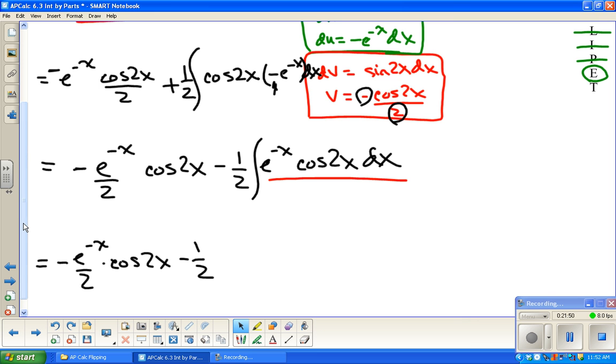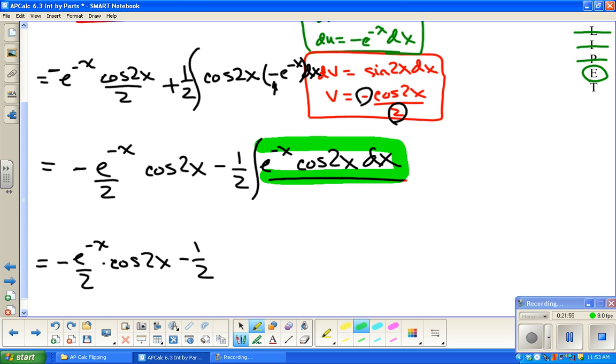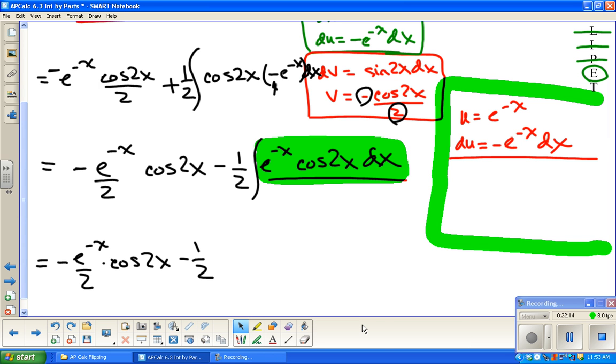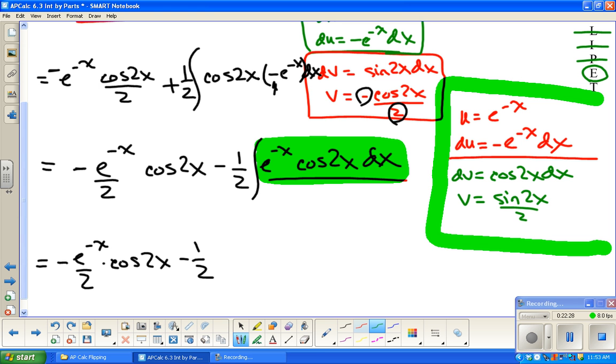Okay, and then what we're going to do, we're going to focus in on this integral, which is, again, pretty much the same kind of setup that we just had. Okay, so off to the side here, I'm going to do my u and dv stuff. And again, u is going to be e to the negative x, so du equals negative e to the negative x dx. Similarly, dv is cosine 2x dx, so v is going to be sine 2x over 2.